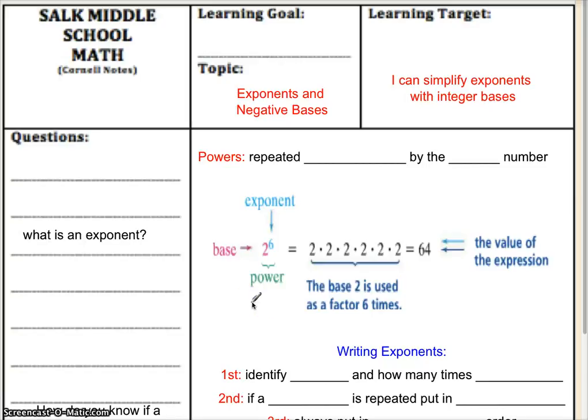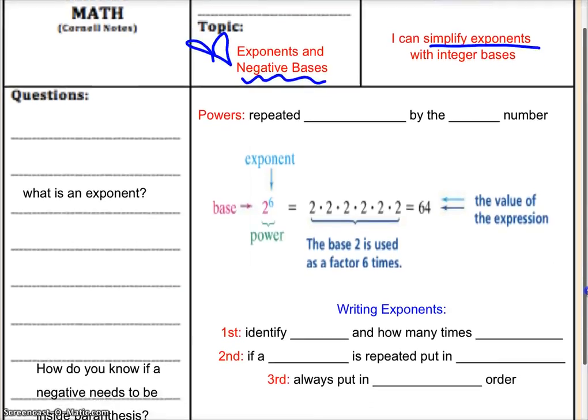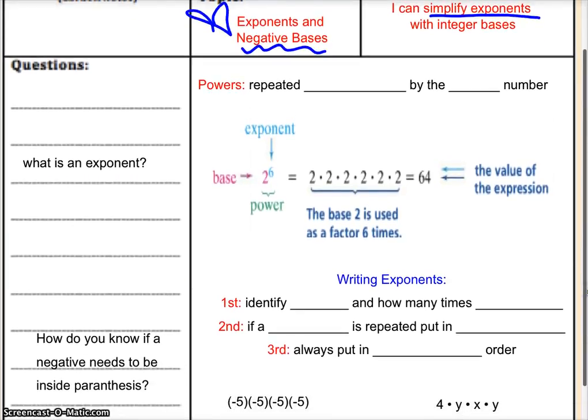Okay, so we are doing exponents and negative bases. What I mean by that is integer bases, not just negative. So it's positive and negative whole numbers. You're going to be able to simplify exponents with integer bases. You're also going to be able to create an exponential expression given the expanded form.